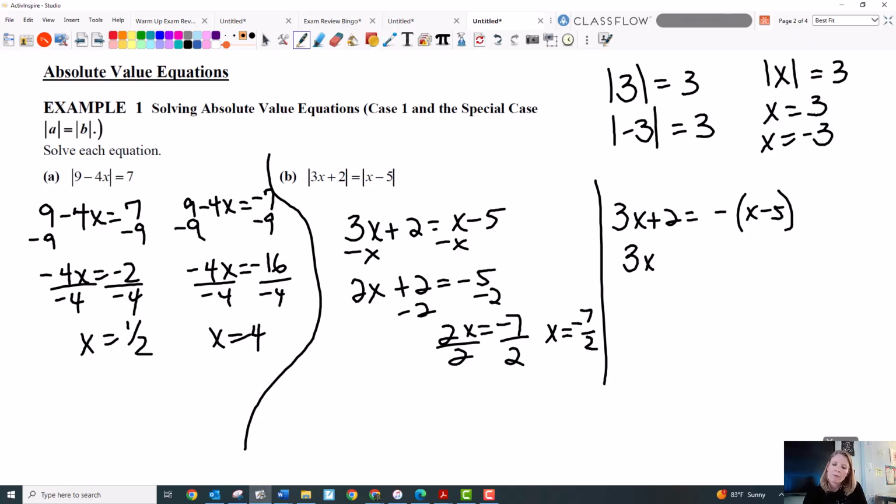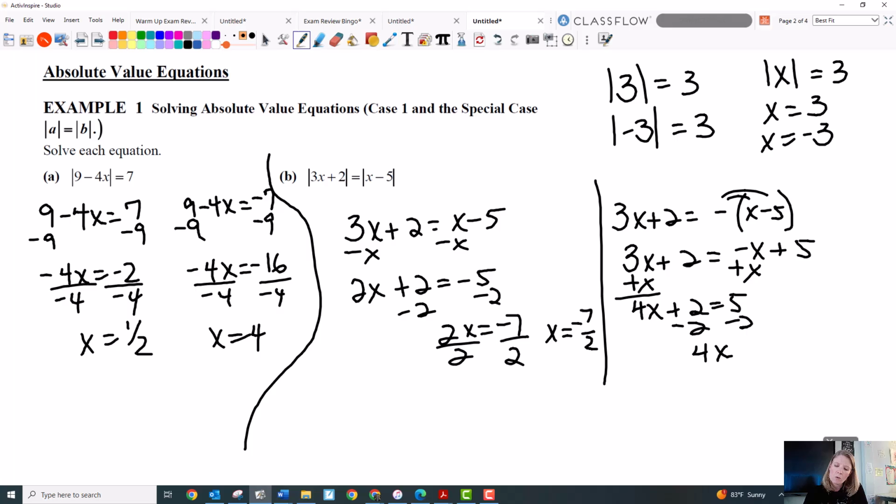This one, you would have 3x plus 2 equals negative x plus 5, because you got to distribute that negative. Add x. So 4x plus 2 equals 5. Minus 2, minus 2. 4x equals 3. Divide by 4. X is 3/4.